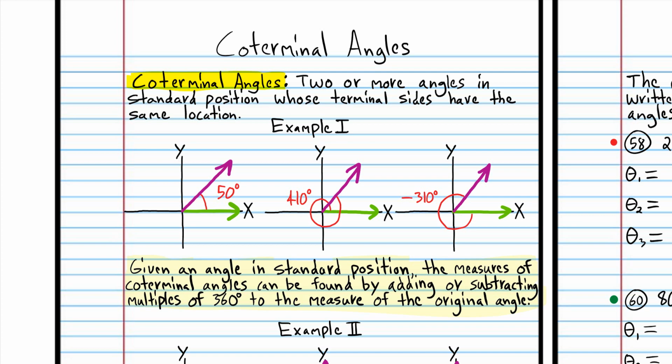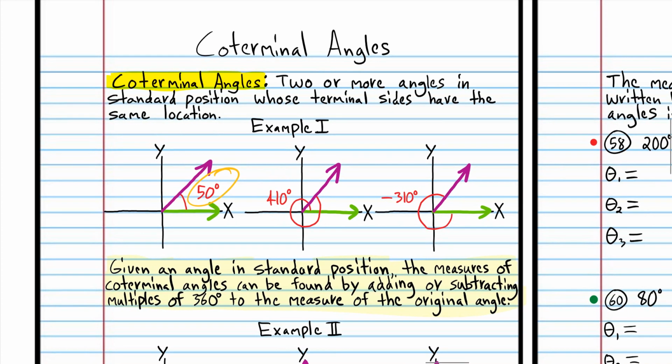For example, if you want to start with 50 degrees and find a coterminal angle, you can just rotate all the way around 360 degrees till you get to 410. You start at 50 and add 360 because that's a complete rotation, and you'll get right back to where you started. So 50 degrees plus 360 is 410. So these are coterminal angles.